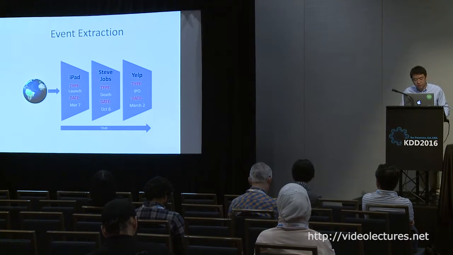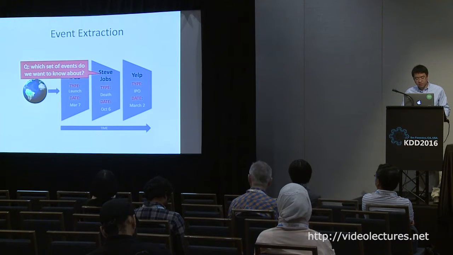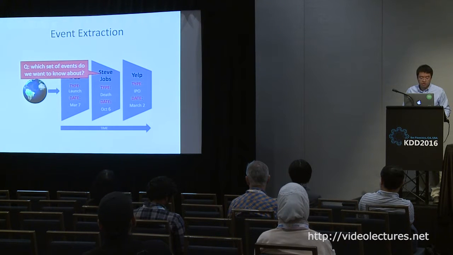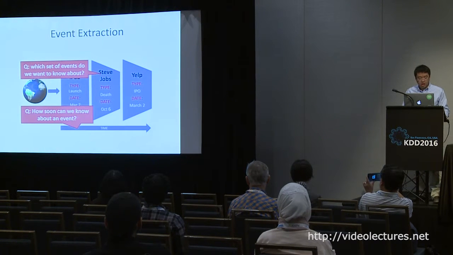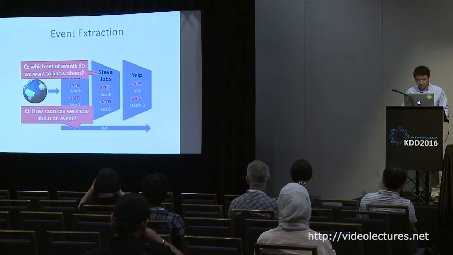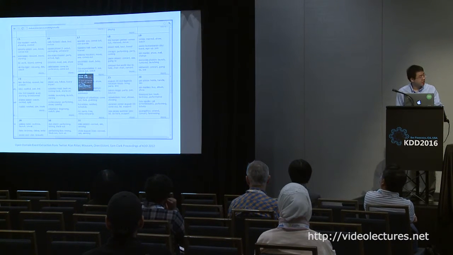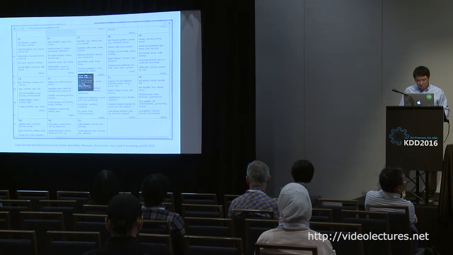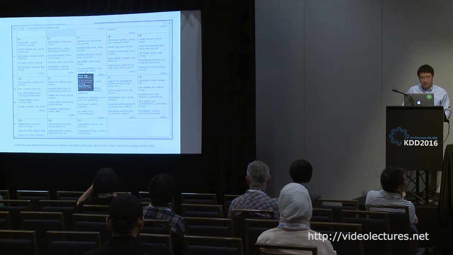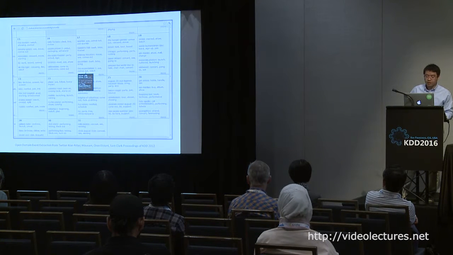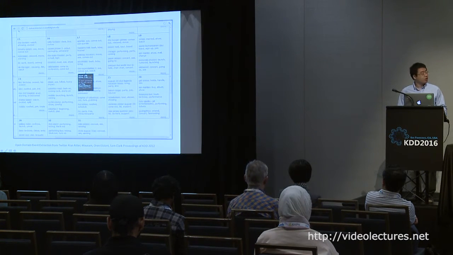For event extraction, a typical approach is that, given a tweet, a given social media post, they want to extract which set of events they want to know about, and how soon they can know about an event. Okay, and I want to talk about a very classic example of event extraction. This was done by Alan Ritter, Mausam, Oren Etzioni, and Sam Clark, published in KDD 2012, about open domain event extraction from Twitter. So this is a screenshot of their demo.